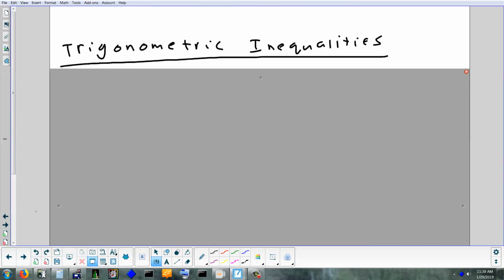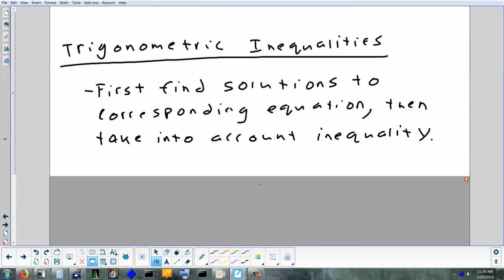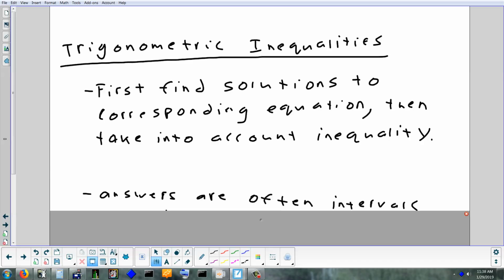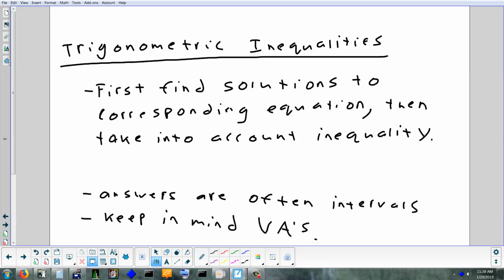All right, so solving inequalities is pretty much the same idea as solving equations, except when you write an inequality, your answer is not x equals a number. It's usually an interval, like between 2 values. So go about it exactly the same way. Find the solutions just like it was an equation, and then take into account that it's an inequality. So our answers are going to be intervals, so we'll be writing parentheses, brackets, things like that.